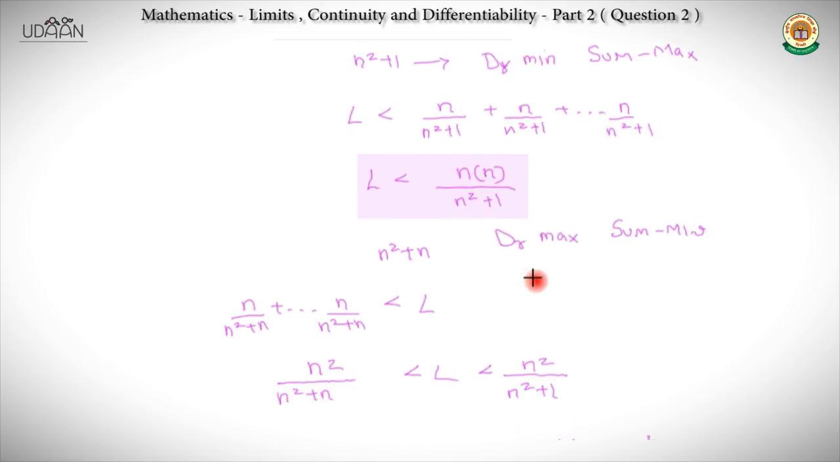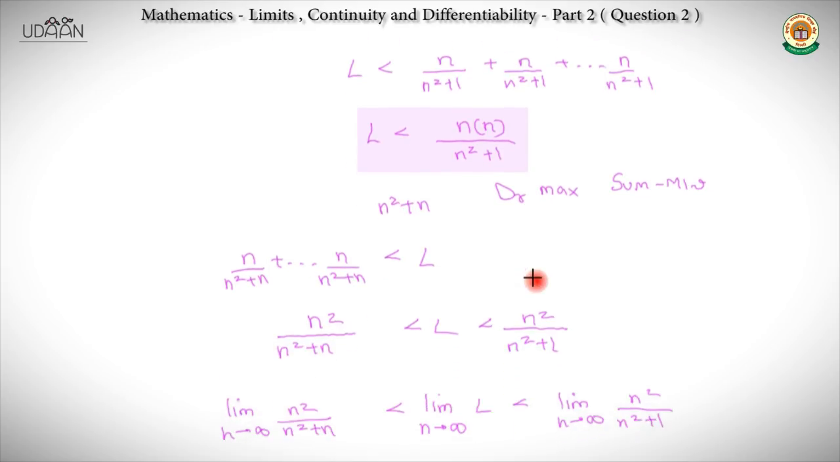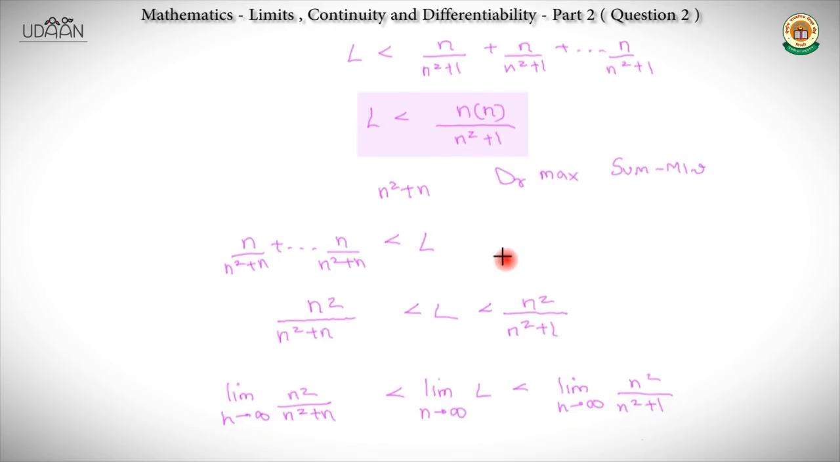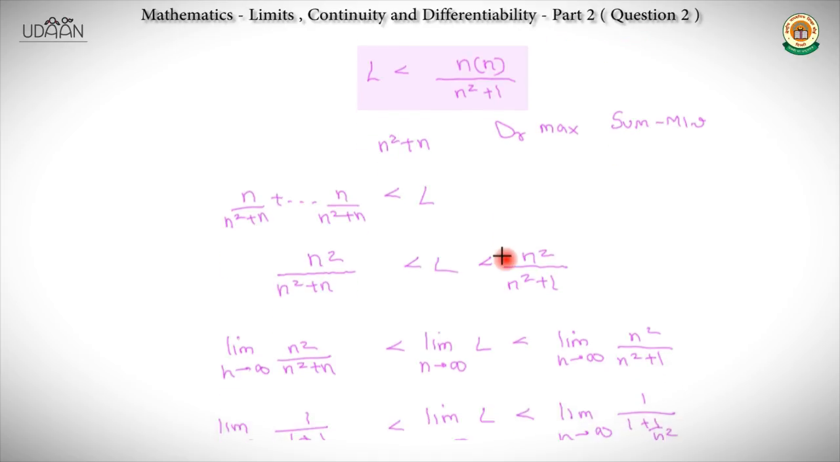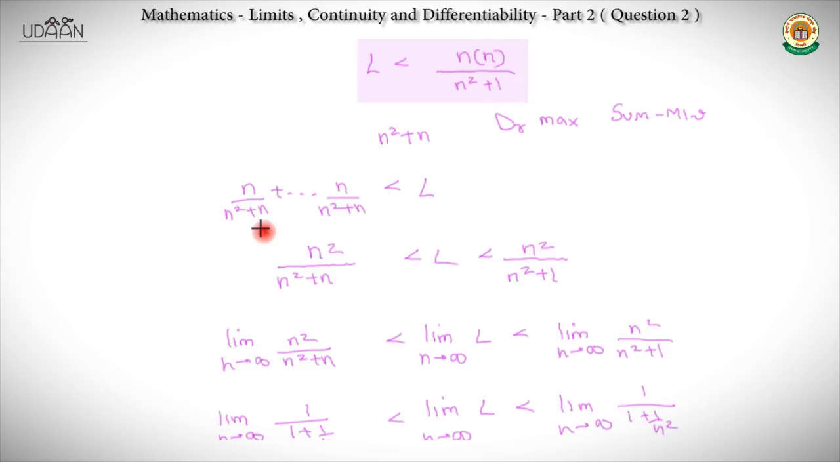Perfect. Moving ahead, similarly applying the concept that if the denominator is maximum, the sum will be minimum. So what I am going to do next is replace all the denominators with n square plus n. Now L will be greater than n upon n square plus n, plus n upon n square plus n, and so on, till n upon n square plus n. So L will be greater than n square upon n square plus n. Now we have this inequality with us.